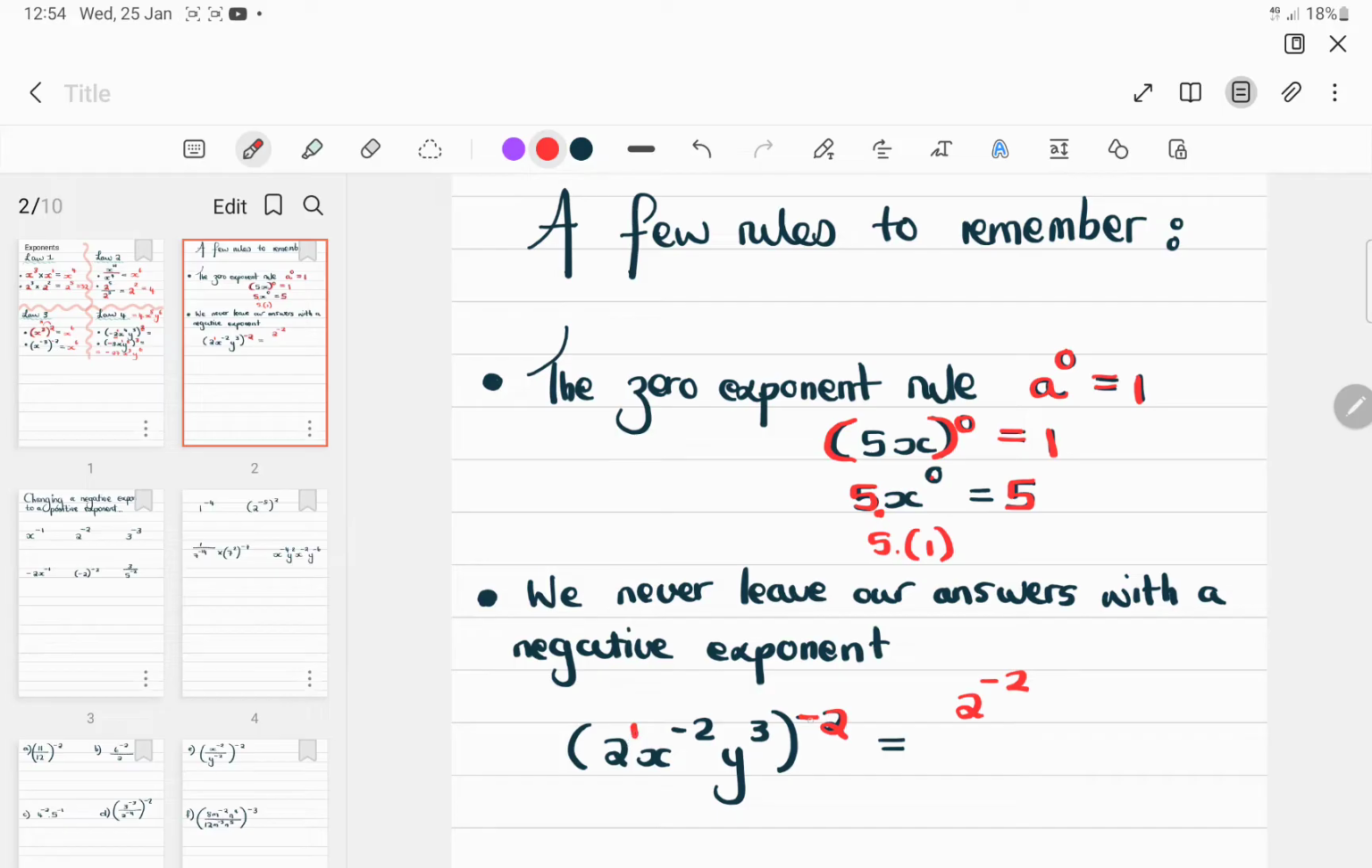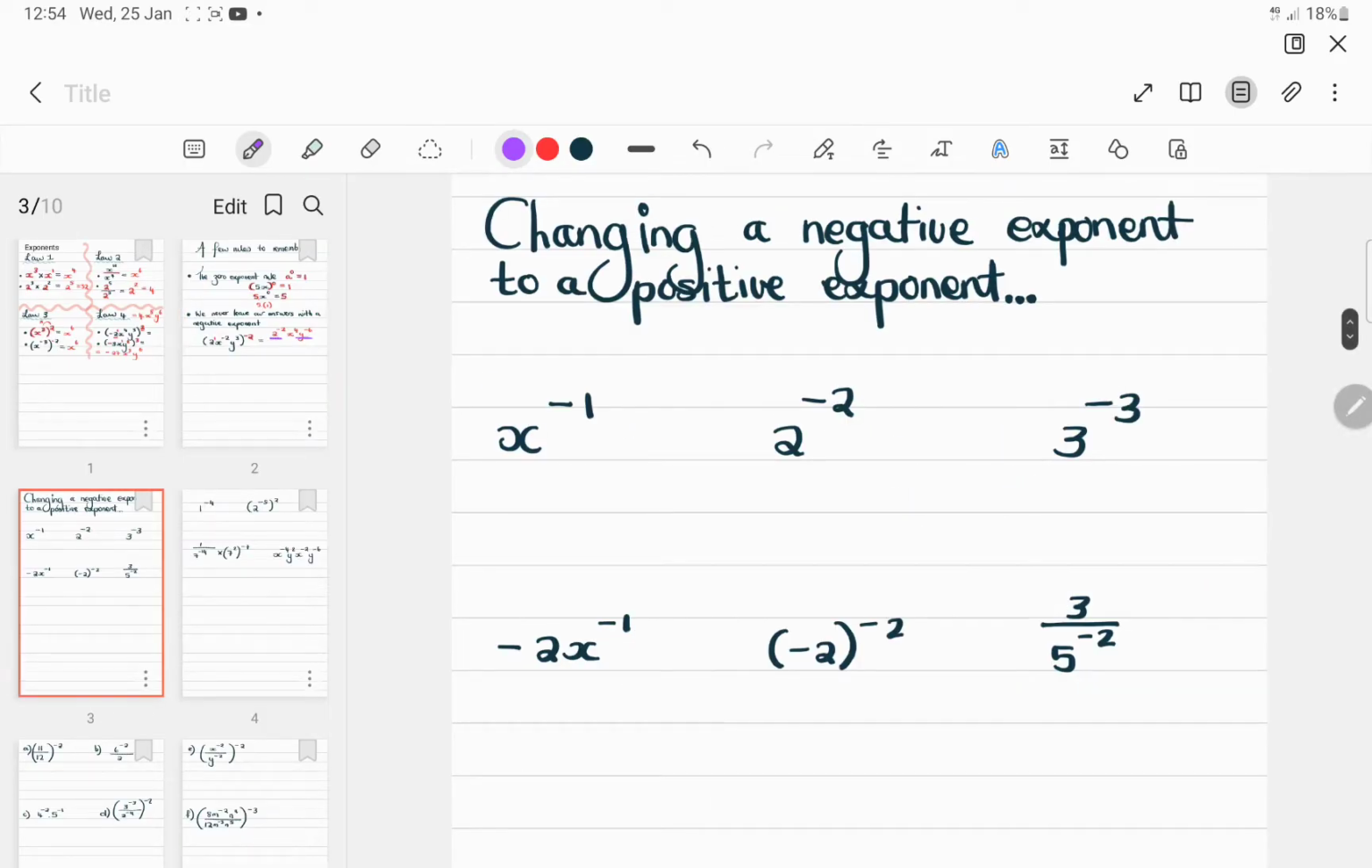So it's going to be 2 to the power 1 times negative 2, which is negative 2. x: negative 2 times negative 2 gives you a positive 4. y: 3 times negative 2 is negative 6. So now you can see in our answer, 2 to the power negative 2 and y to the power negative 6, we do not like to leave our answers with negative exponents. That is where the next slide is going to come in, explaining how to change a negative exponent into a positive exponent. All right, so let's have a look over here.